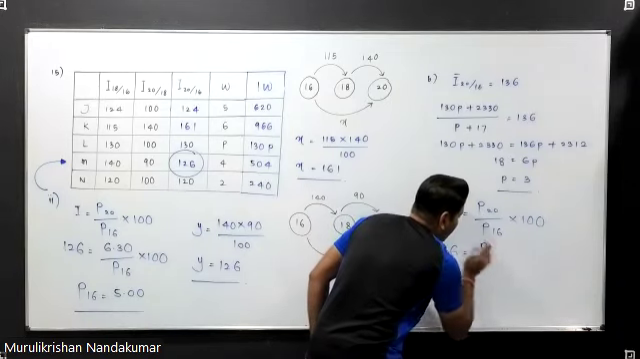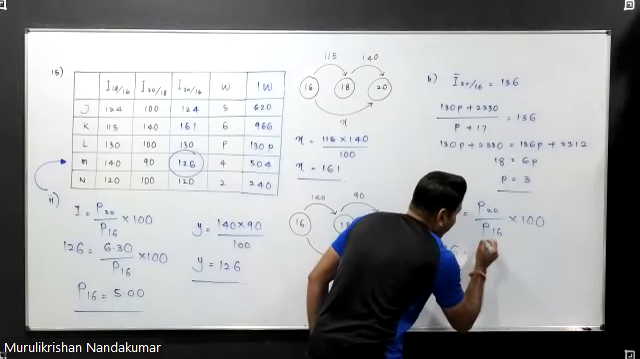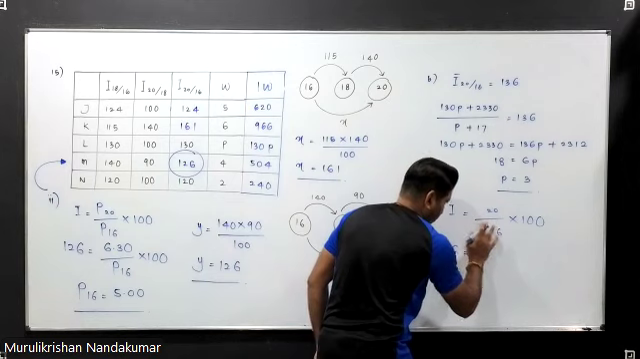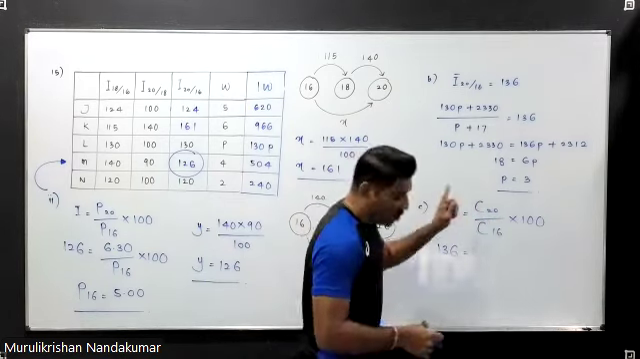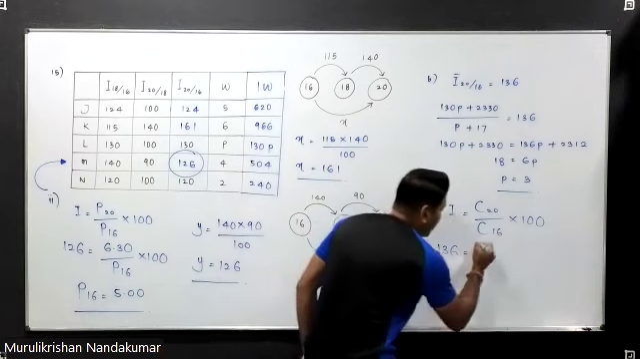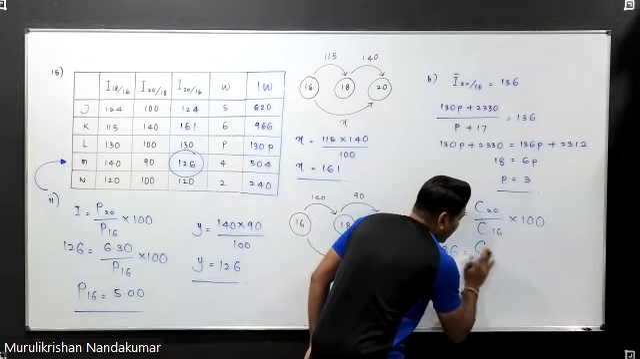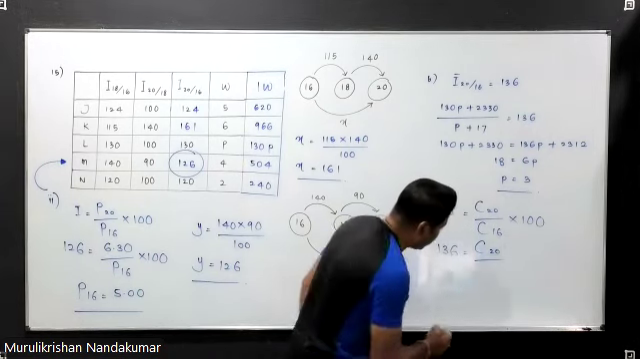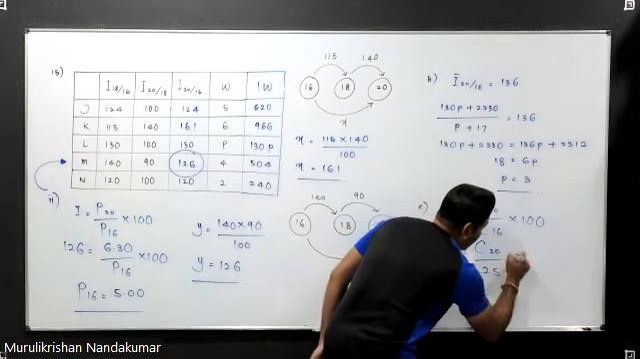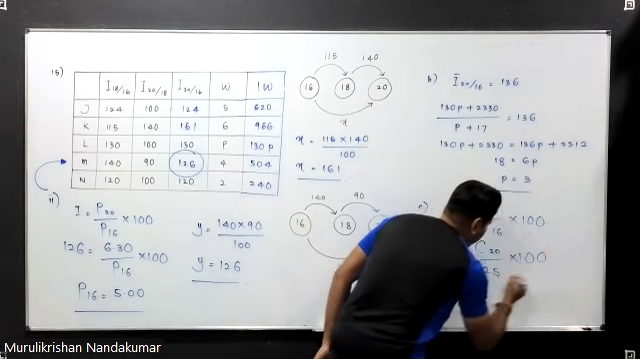So P, I don't want to put P. I want to put C. Can I put C? So C is easy for you to understand. C is the cost. So we want to find the cost of 20. Cost of 16 is already given as 25. Times it 100. So can anybody give me the C of 20?